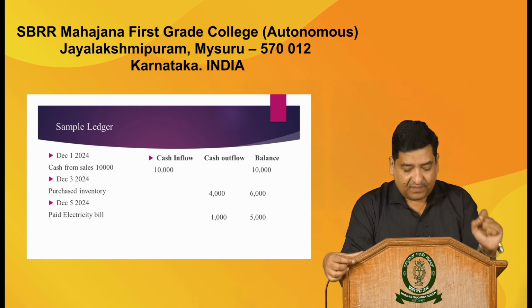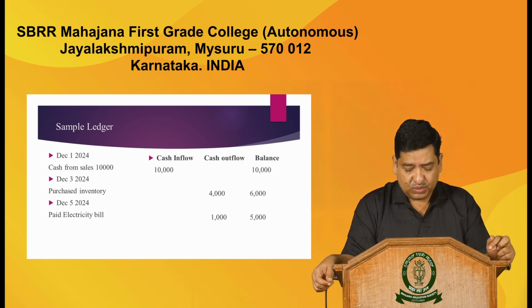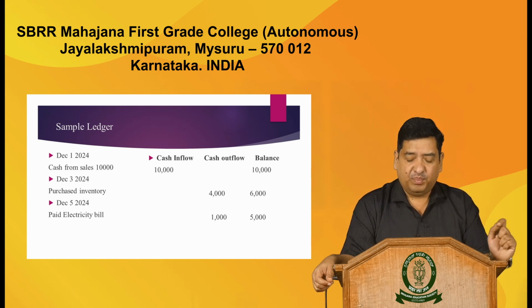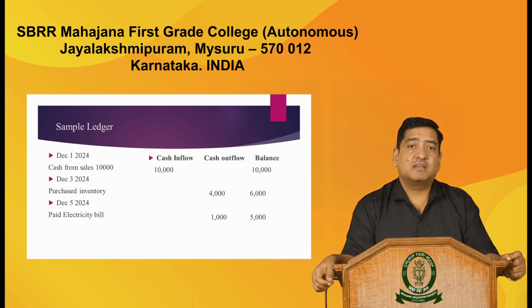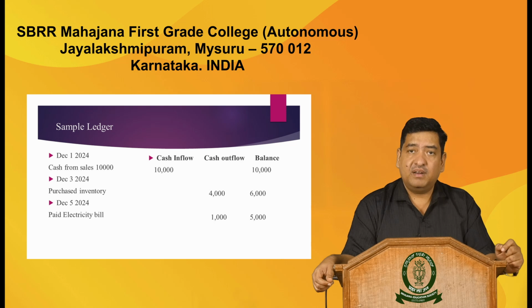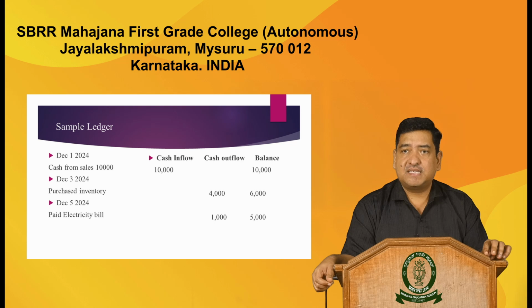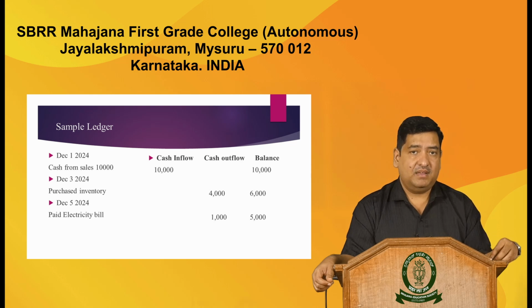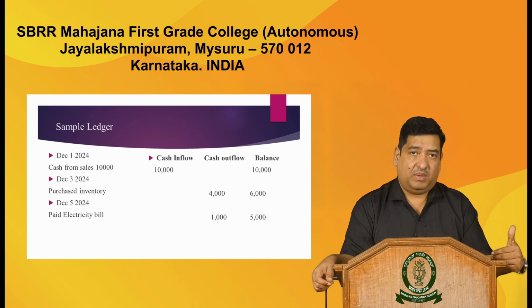So on the next day, maybe after 2 days, he purchases inventory or stock of, say for example, 4,000. So when he purchases inventory of 4,000, whatever balance is left out, 10,000 is still in the balance, and he takes 4,000. So what is happening here? When you purchase the inventory, cash is going out and goods are coming in.